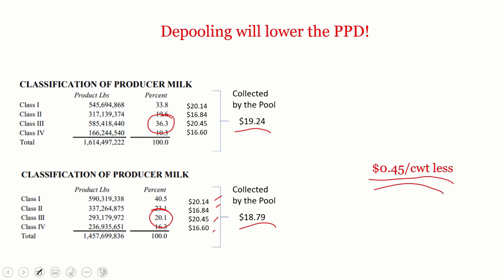So again, when you see a negative PPD or PPDs are lower than you want, the first two questions I ask are: was the order depooling, and were the components higher than we would have normally expected them to be? Because both of those can add, you know, close to $1 in lower PPD.